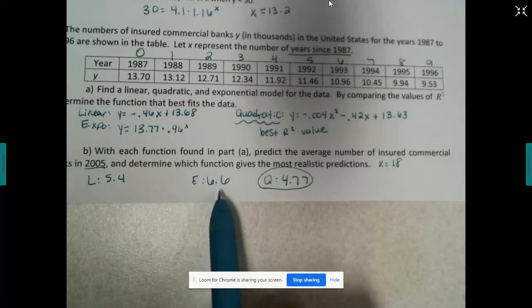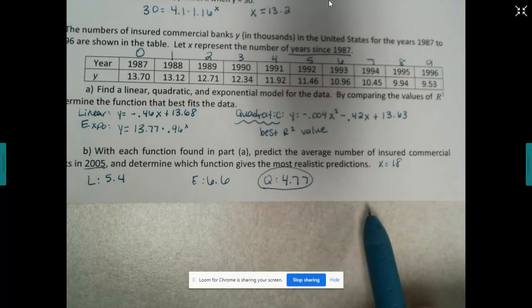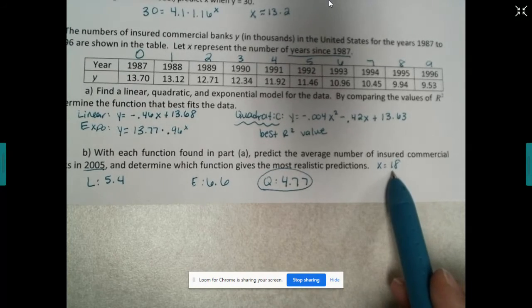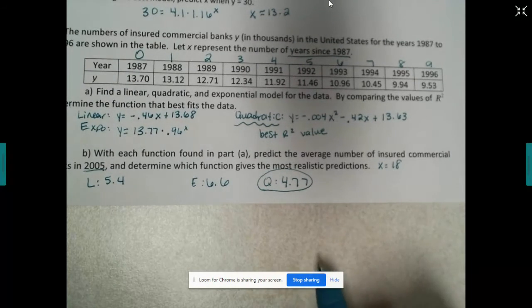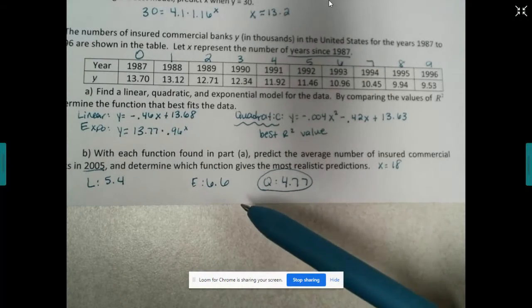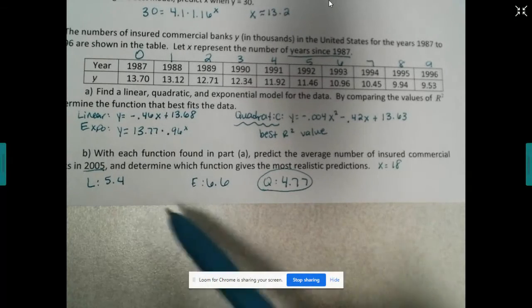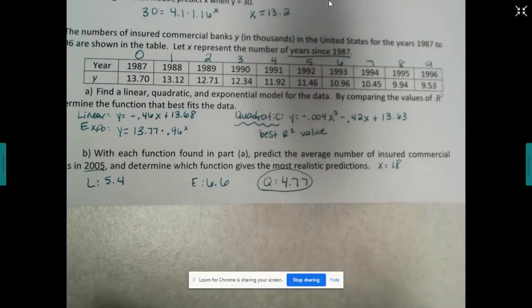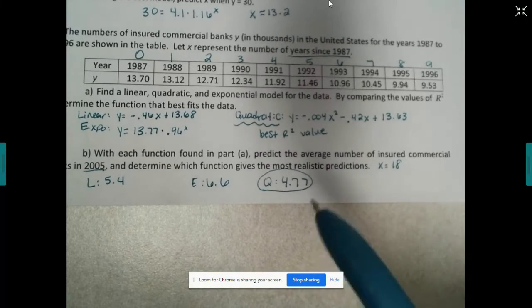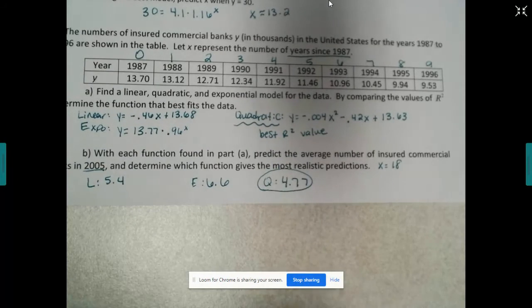For your exponential, though, it would never be negative. It would just keep getting closer and closer and closer to zero. So maybe if we looked at an x value farther out, so maybe if we looked at 2020 or 2021 or something, again, the most realistic would probably be exponential because it would never be negative, where the other two would be negative. So again, you want to look at the R squared, but then you also want to think about what's the most realistic as far as the numbers themselves go and what the problem actually means.